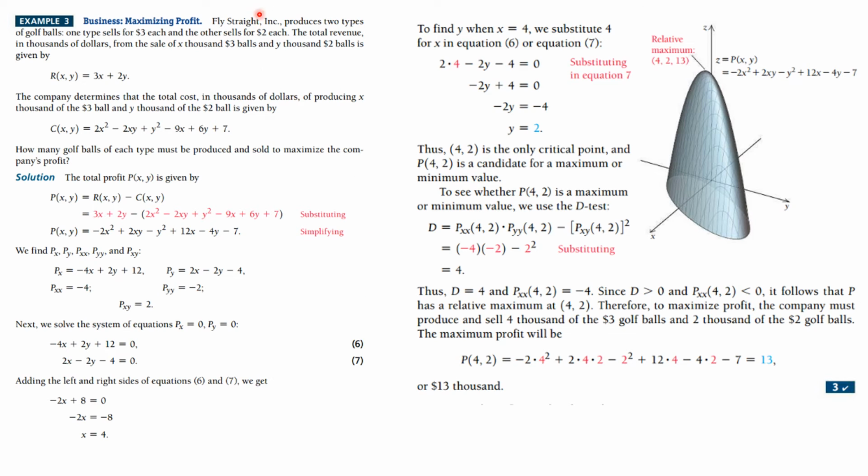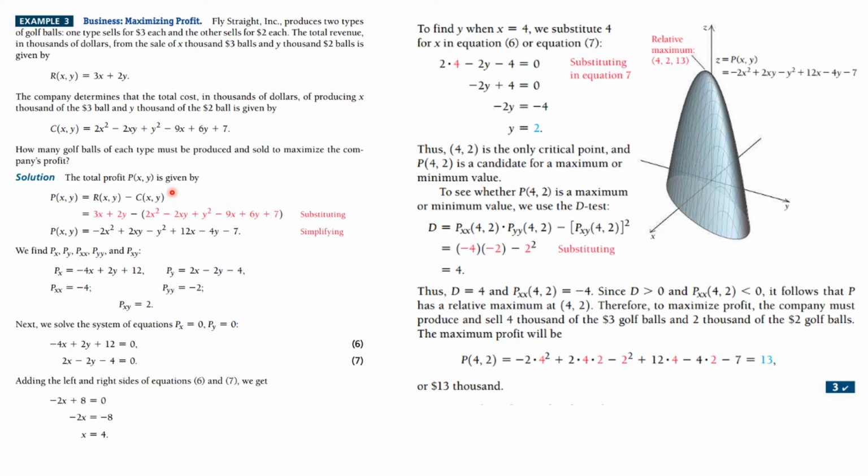Let's do a word problem. So you have this company that produces two types of golf balls. One type sells for $3 each, and the other sells for $2 each. So the total revenue in thousands of dollars from the sale of x thousand $3 balls and y thousand $2 balls is given by R of x, y equals 3x plus 2y. And the company also determines that the total cost of producing x thousand of the $3 balls and y thousand of the $2 balls is given by this expression. How many golf balls of each type must be produced and sold to maximize the company's profit?